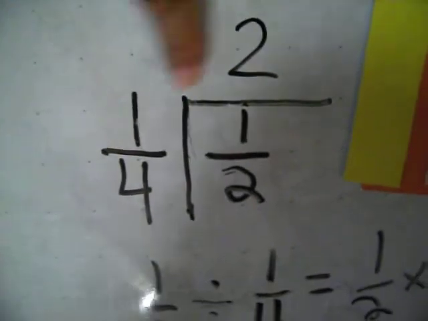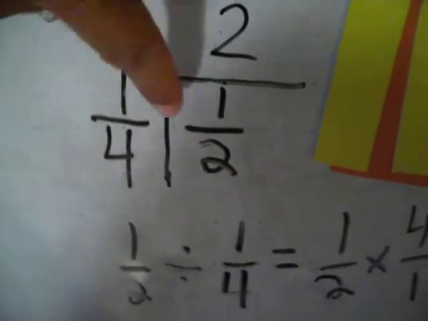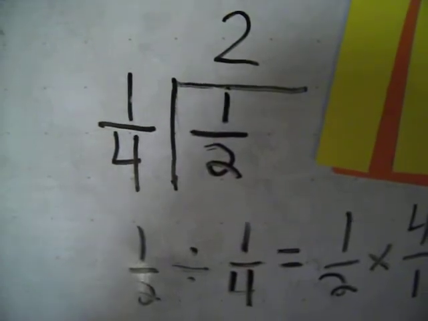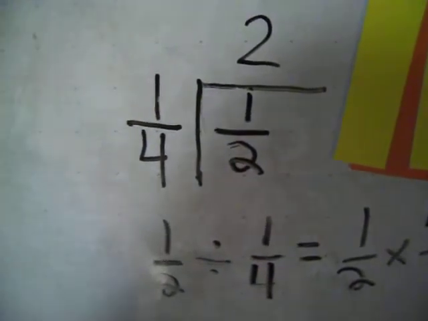Now this is impossible to do because why? Well, they're not the same. The only time they don't need to be the same is when you do fractions. There's a reason for that.